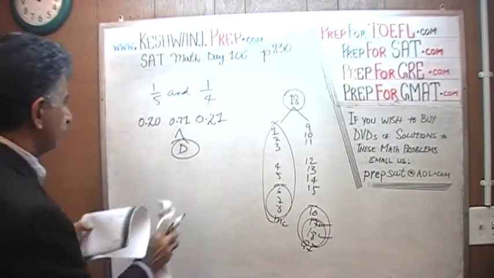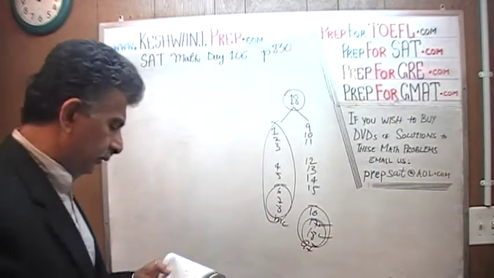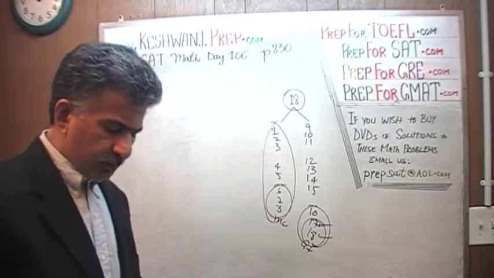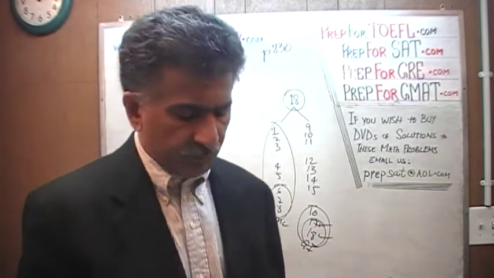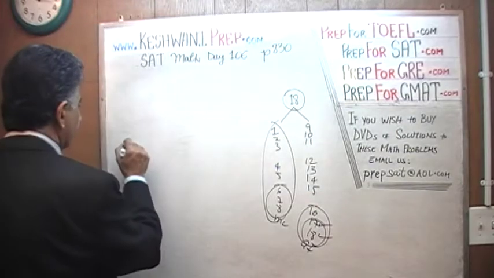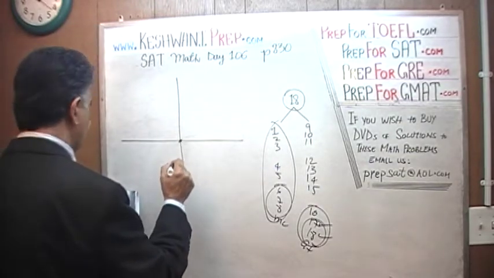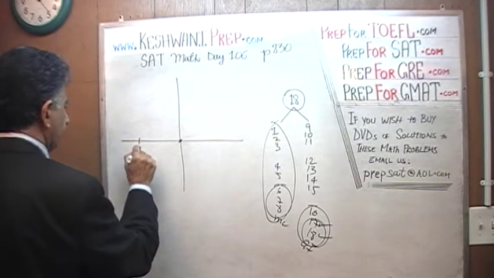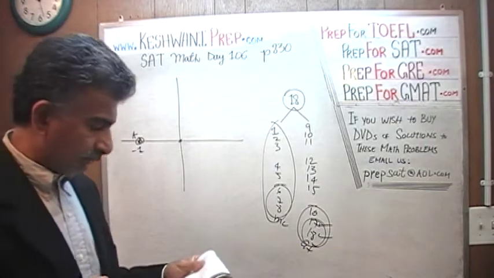Number 2. The following are the coordinates of points in the xy plane. Which of these points is the nearest to the origin? So we're going to plot them out and see what happens. Here is our xy coordinate plane. A is 0 and -1, so here is -1 on the axis. That's our A, and we're looking for the one that is nearest.